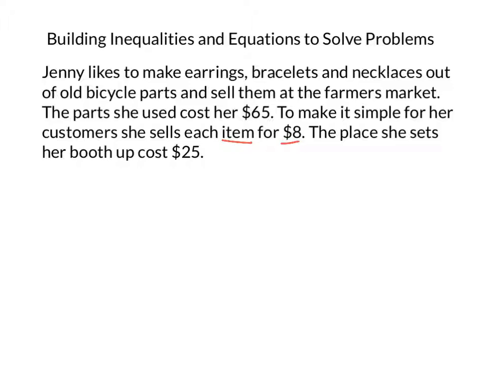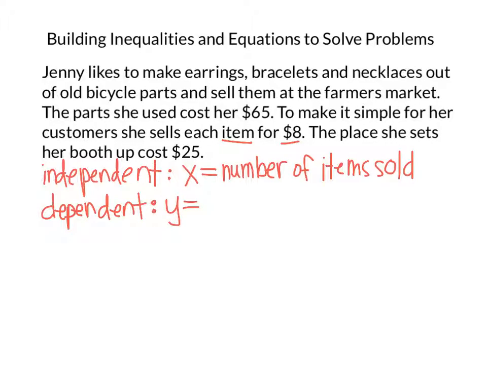So we need to identify the independent and dependent quantities and define the variables for these quantities. So what depends on the other? Well, the independent is what the dependent one depends on. So we know that the amount of money that we make depends on how many items we sell. And the independent is always the x value. So our dependent is going to be our y value, and that's going to be the amount of money. Now, the amount of money what? The amount of money that she makes, right? So profit, really.